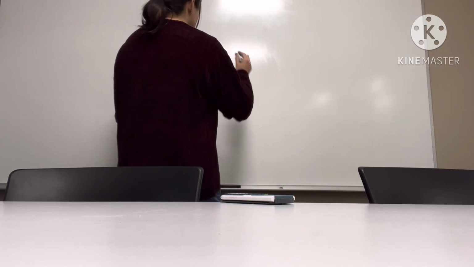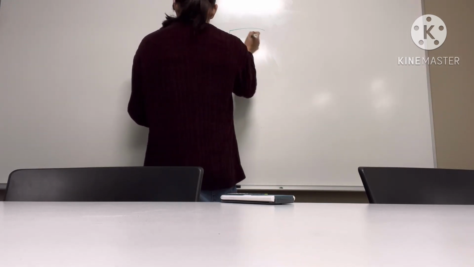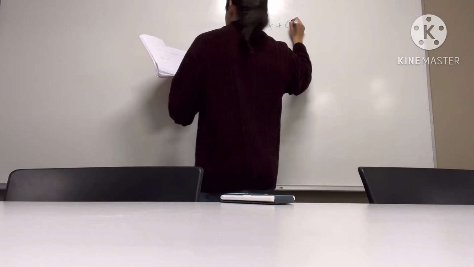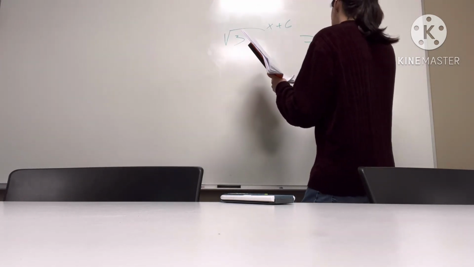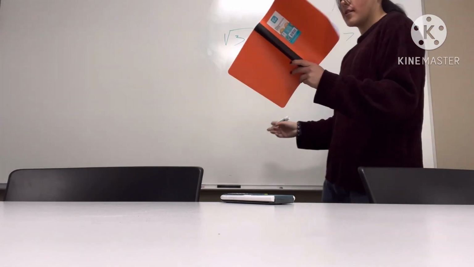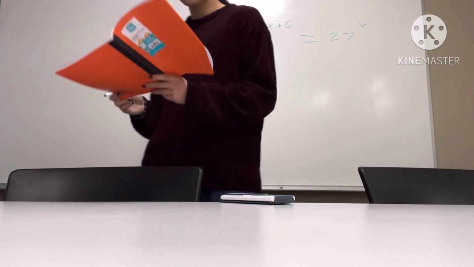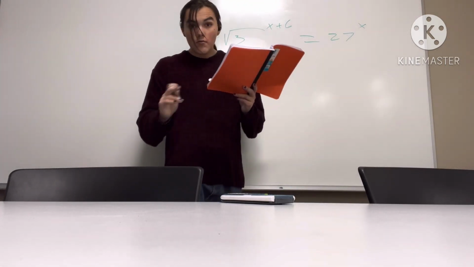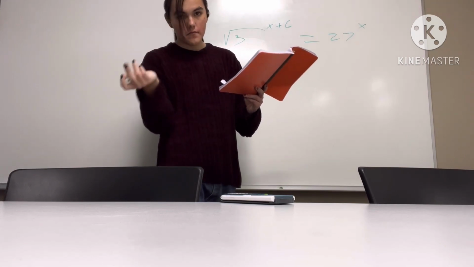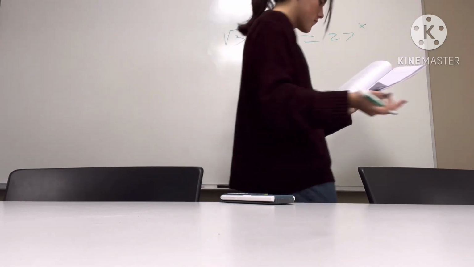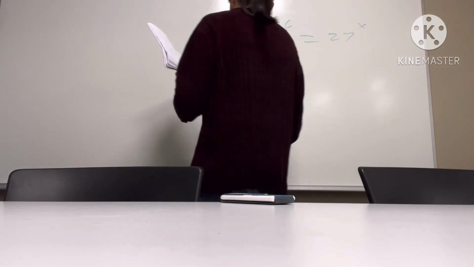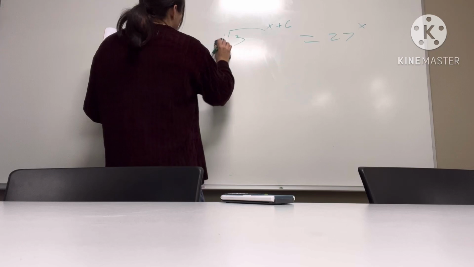What you need to do is it's saying the square root of 3 to the power of x plus 6 is equal to 27x. Alright. Anyone want to guess what's the first thing you want to do here, folks? Well, how do you get rid of the square root? You put a 3 there. Alright, what does this create? You get rid of this square root.